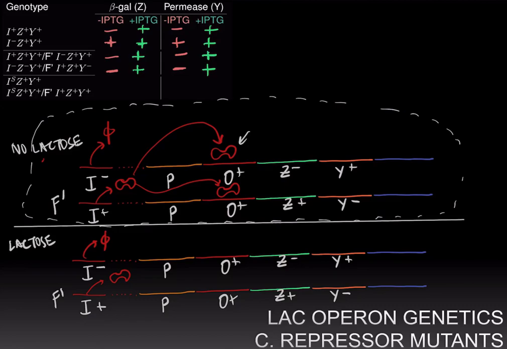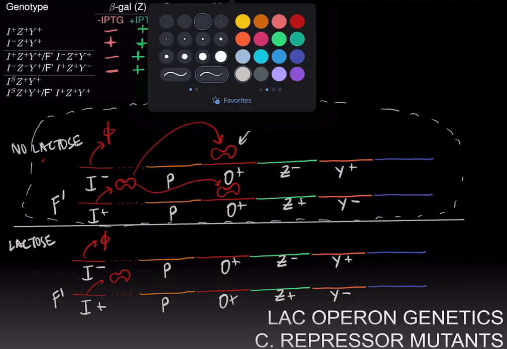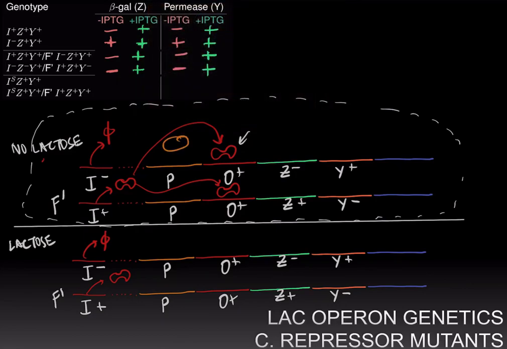And as a result, you are able to block the polymerase from binding the promoter, and there is no transcription, resulting in no beta-gal or permease expression in cells where there is no lactose, even though the I minus allele is linked to Y plus allele.